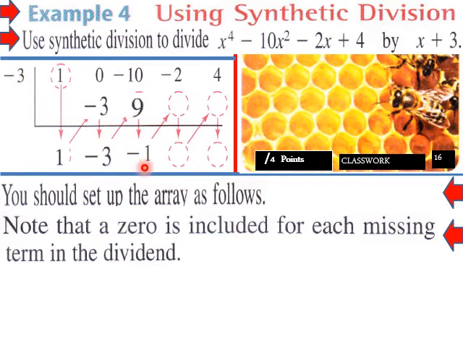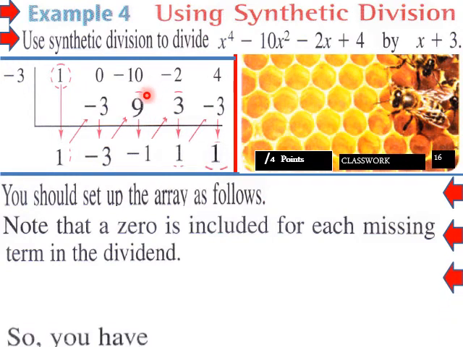Then negative 3 times negative 1 would be positive 3. And then we just add here, and we get 1. And then negative 3 times 1 would be negative 3. And then we just add here, and we get 1. So that's our first example of synthetic division.